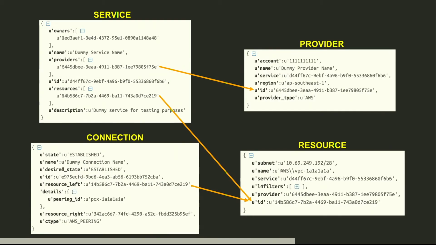This is mapped here in the database objects that you can see. A service is nothing else than a list of owners, users that can handle this service. A service has a list of providers. A provider, in the case of AWS, is defined by the account and the region. And finally, the resource is something that we get automatically.